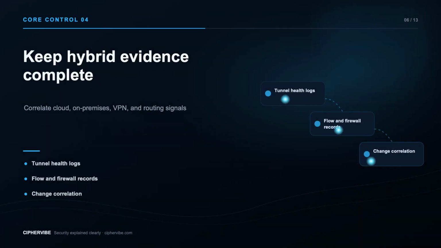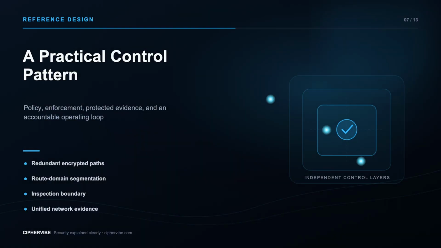The fourth building block is keep hybrid evidence complete. Collect tunnel health, route changes, firewall actions, DNS events, and flow logs from both sides of the connection. Correlate them with configuration changes so responders can distinguish an outage, an unintended route, an abuse path, and a normal failover. Use this reference pattern.